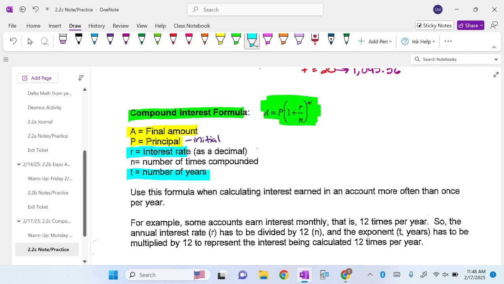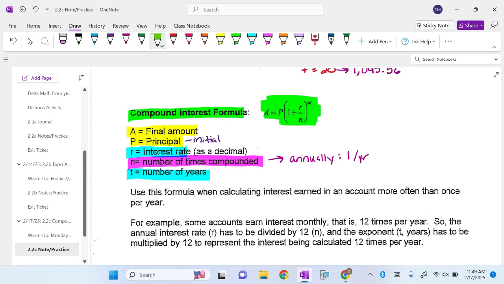Now, here's where it differs. n is the number of times it is compounded. What that means is it's how many times a year that interest rate is taken. So, for example, if I said I took your interest rate annually, how many times a year is that? Once. So, once per year.